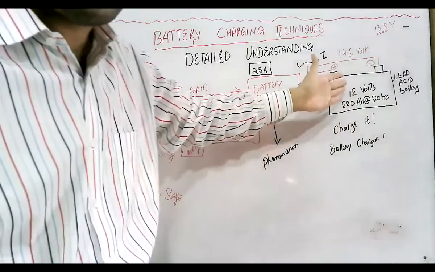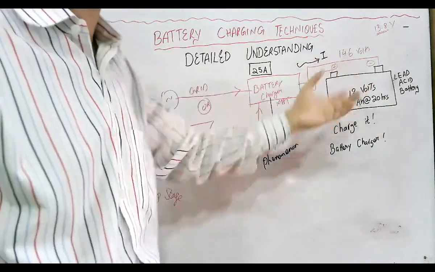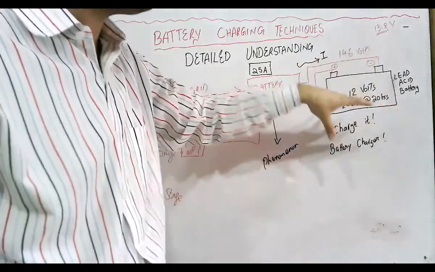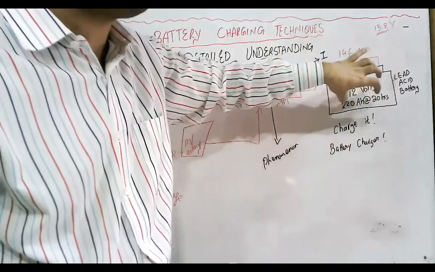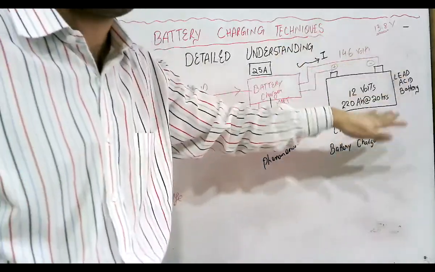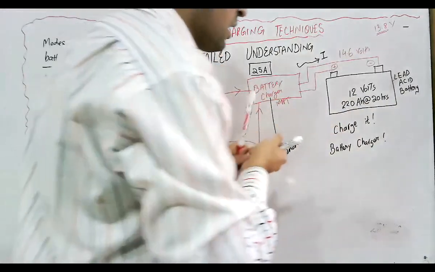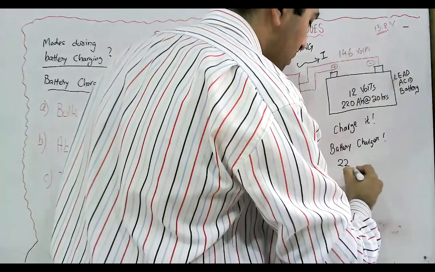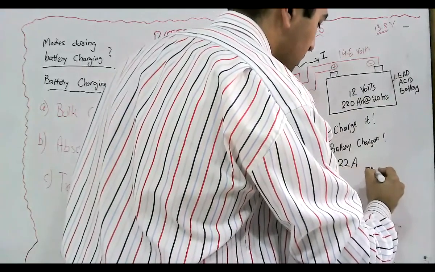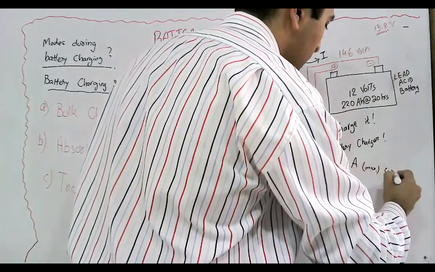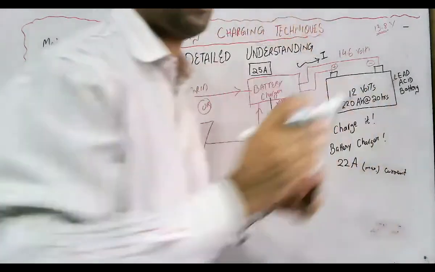Now, how much current this lead acid battery will draw depends completely on the battery characteristic. And how much current it will draw, we just calculated. This battery will draw 22 amperes, the maximum value of the current, when it is fully discharged.